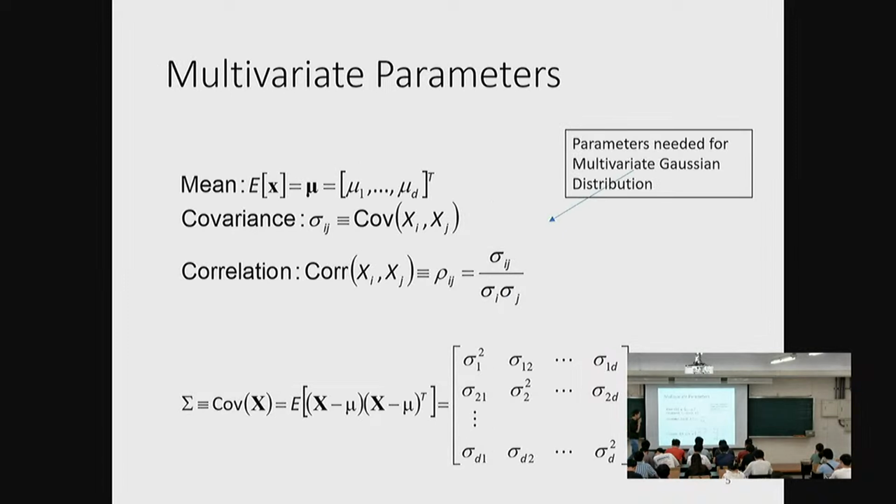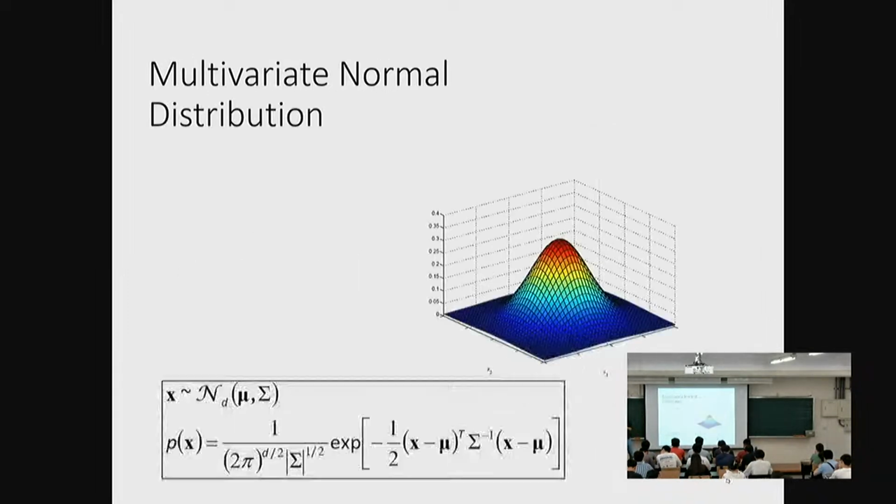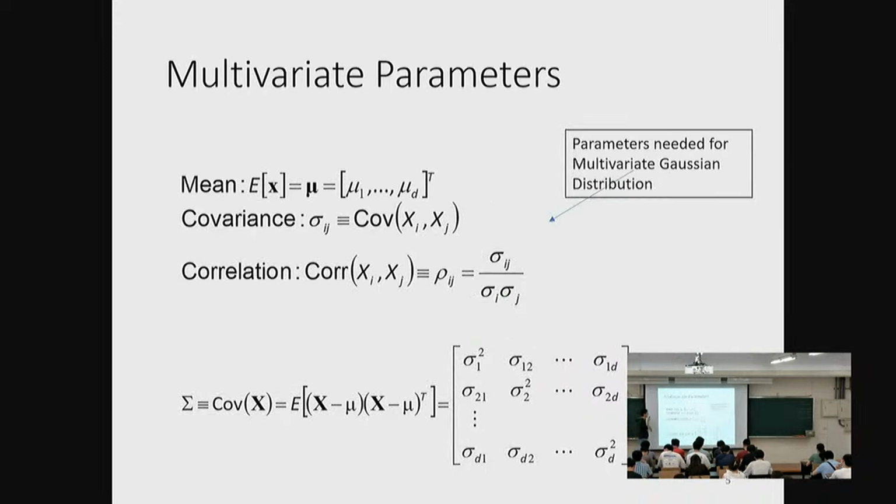Look at this distribution. Essentially, what you need is this and this. We call them the parameters. The mean now is a vector. In a single variable case, it's a single number, right? Now it becomes a vector because you have a d-dimensional input. Now for the covariance, i and j indicate which feature dimensions they are, so the covariance between xi and xj gives you sigma ij.